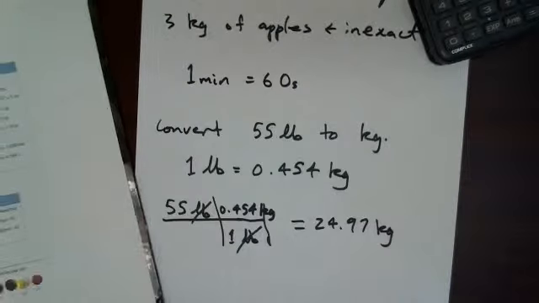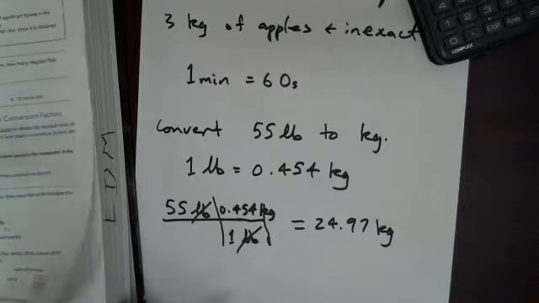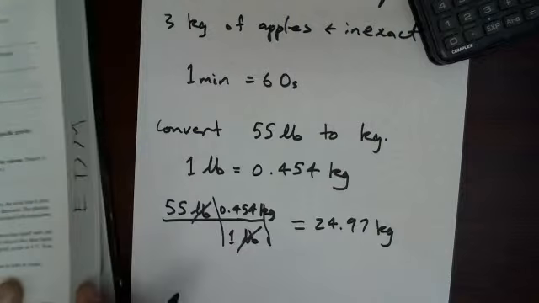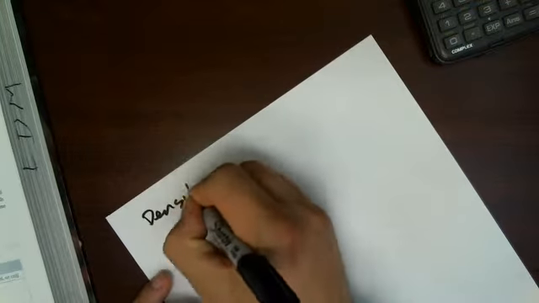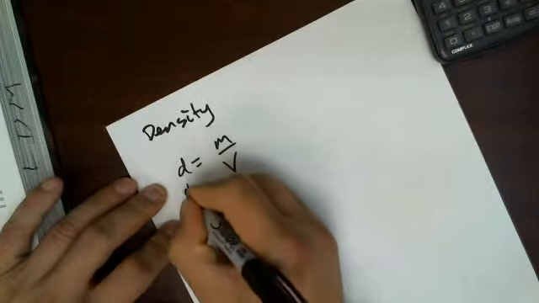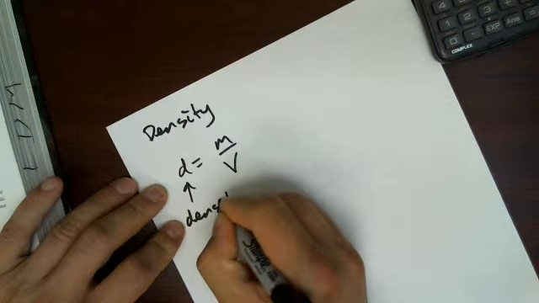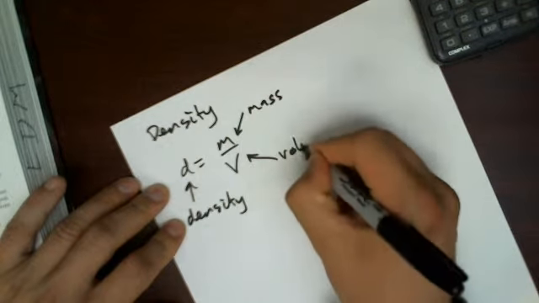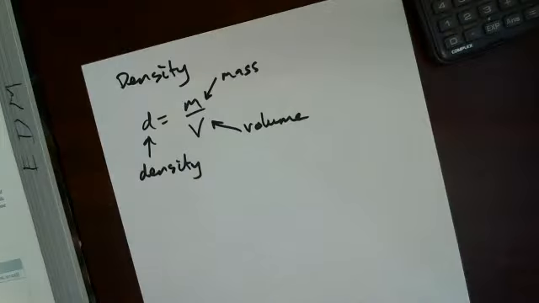So moving along with some of chapter 1, we also have to consider density. And again, make sure you're in the right units. Density is given by D equals M over V. That term there is our density, that's the mass, and that's the volume. So density equals mass over volume.